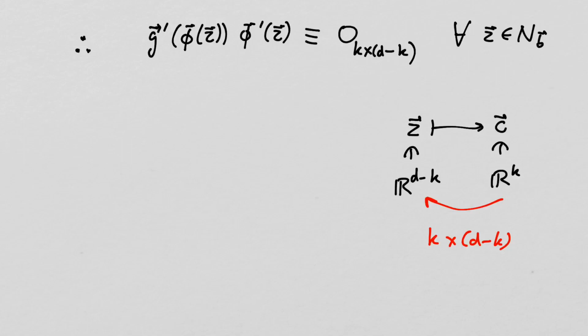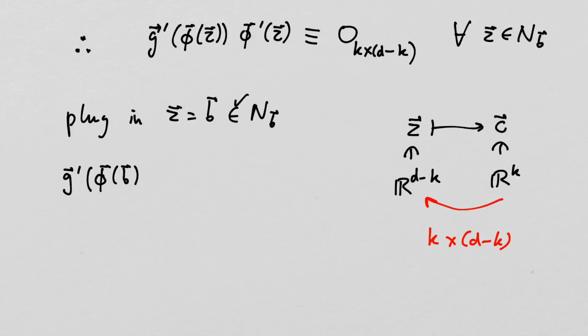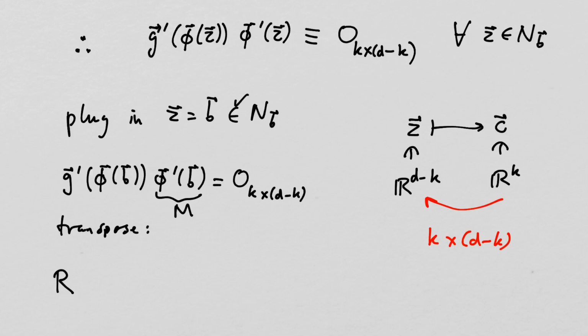Okay, good. So now I'm going to plug in z equals b, which is certainly in this neighborhood, so it's a valid choice for z. And that's going to give me g prime of phi of b times phi prime of b equals 0. Okay, I'll transpose. Sorry, this matrix was m, and then m transpose is called r. And then I'll have g prime of p transpose. Remember that this is just the point p, as we proved a while ago. And that's going to equal another 0 matrix, but it's transposed.